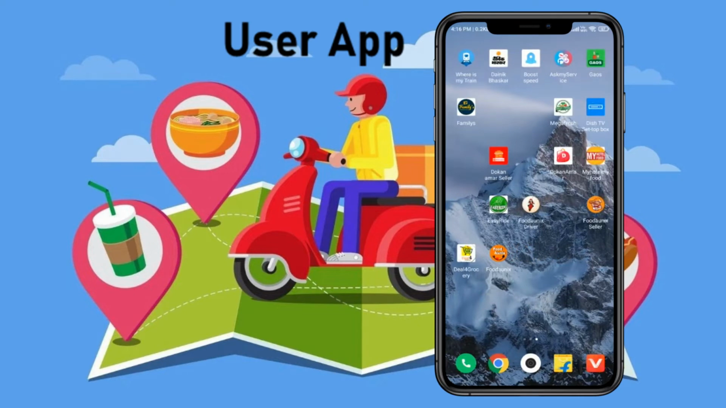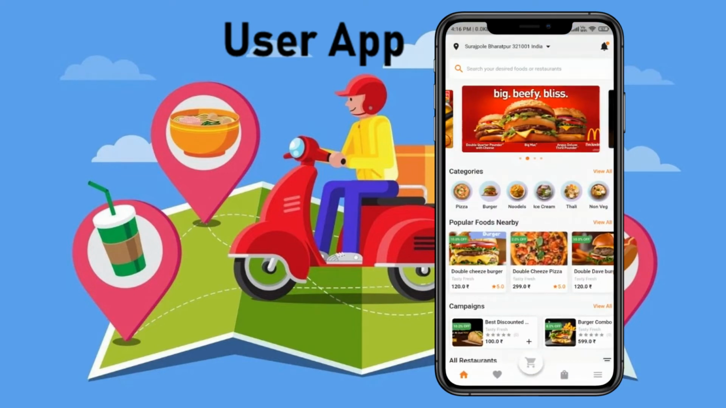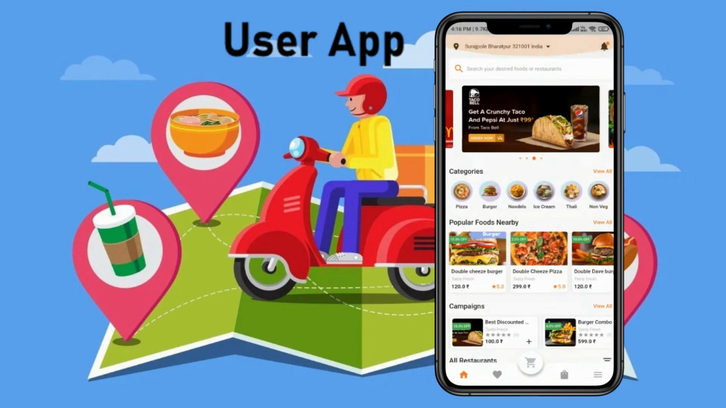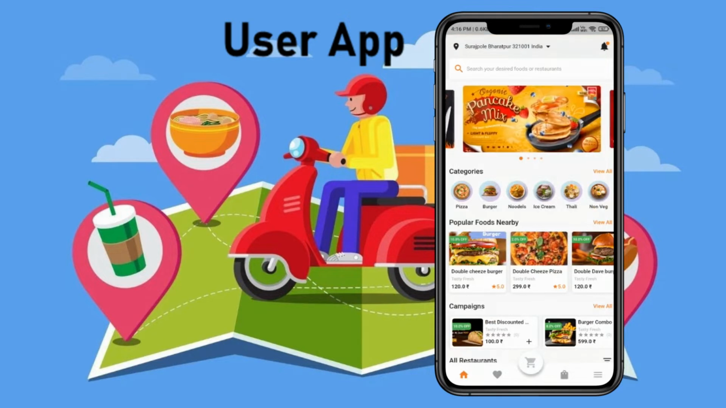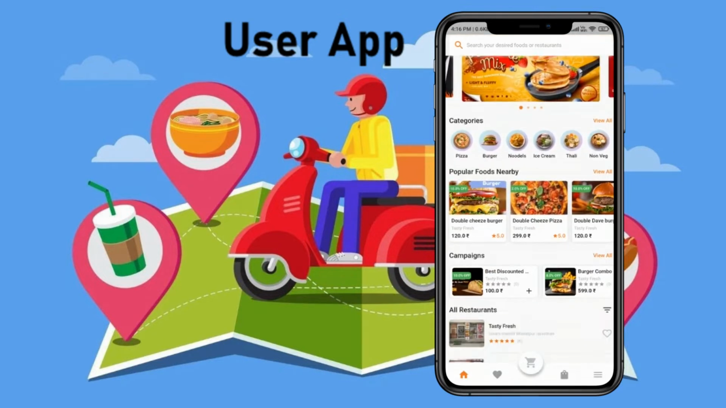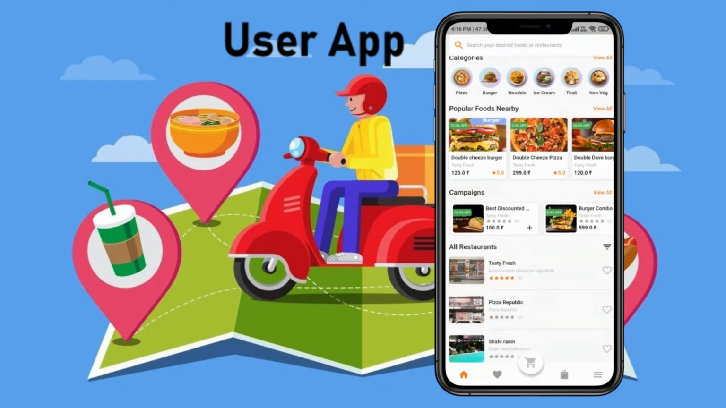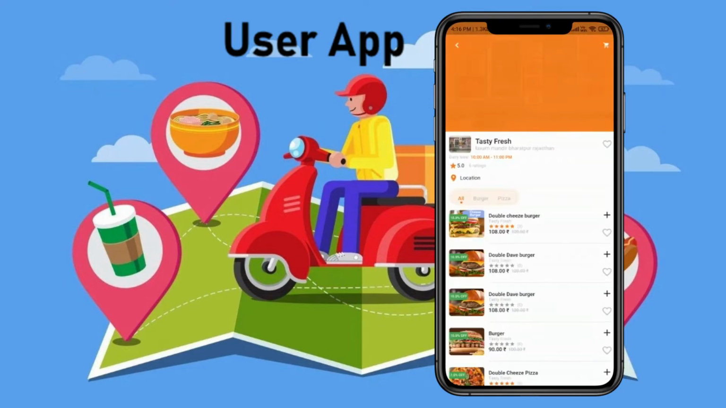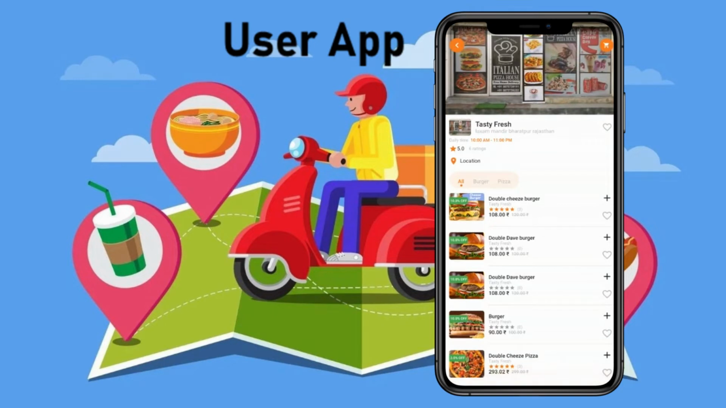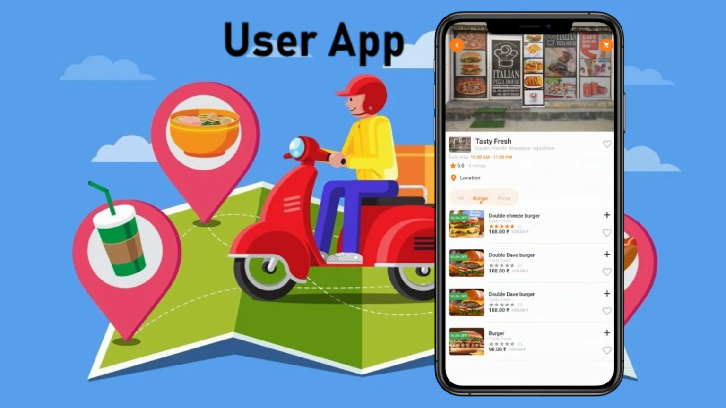And now let's understand how a customer can make an order by using the Foodonix application. This is the customer app. Click on it, and you can see this is the main page of the application. You can see all the banners, all the categories, all the popular foods nearby, all the campaigns and all the restaurants. Now you can click on a restaurant and you can see the categories inside it, and you can also filter products by category like this.